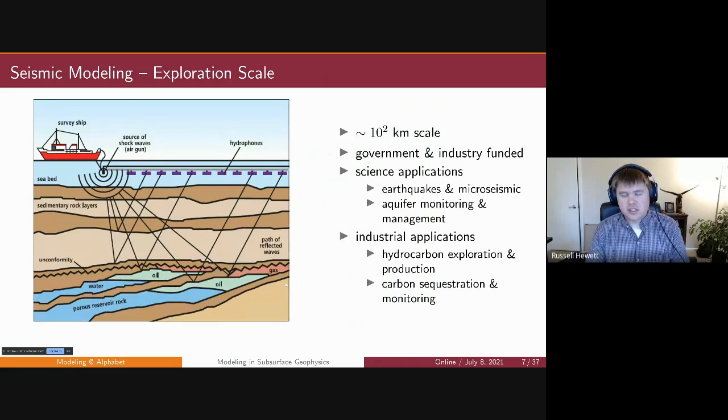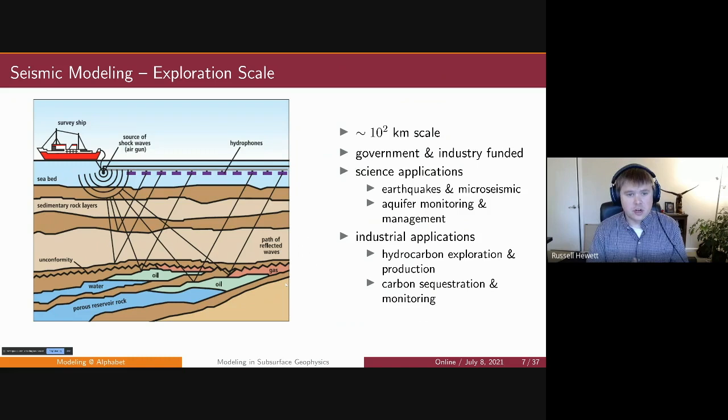Then we get into the area that I have a little more expertise in, which is at the exploration scale. This is a much smaller scale, on the order of tens to hundreds of kilometers. Work at this scale is often both government and industry funded. Again, the science applications are kind of the same as before, looking at earthquake forecasting, hazard forecasting, understanding microseismic events, and then also doing things like monitoring and managing aquifers. On the industrial side, by far the largest user of these techniques is hydrocarbon exploration and production. It is oil and gas production.